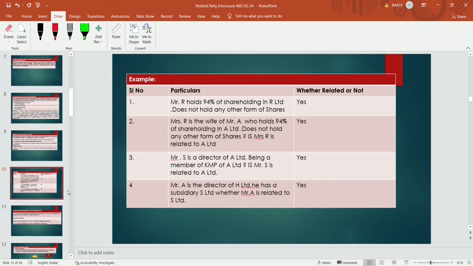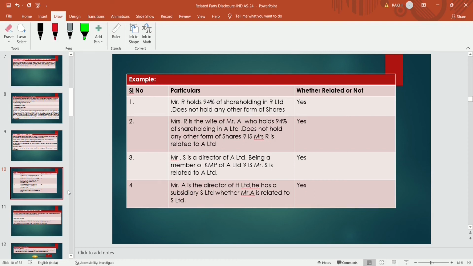Mr. S is the director of A Limited. Being a member of KMP of A Limited, is Mr. S related to A Limited? We have defined the KMP as one who has the ability to control the activities of the company, who has a controlling ability, who has an exposure to profits. Then that KMP is a related party to the company. Then the answer is yes.